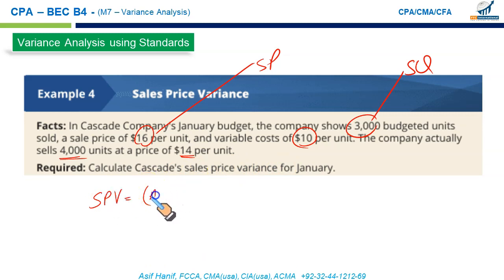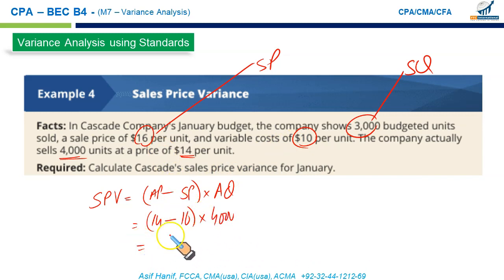Sales price variance is the actual price minus the original standard price times the actual quantity sold. Actual price we got was 14. Standard price was 16. Actual quantity sold was 4,000. So you can just see here, negative 2 times 4,000, negative 8,000 adverse or unfavorable. So the price variance is adverse because the standard price was 16, actual price was 14.